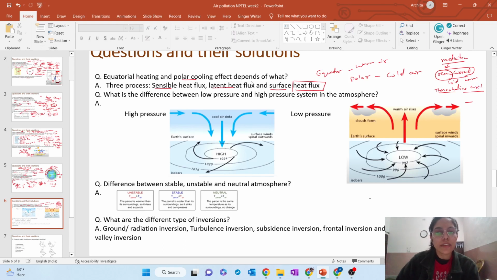Latent heat flux: latent means it's hidden, right? So it is when the particle does not necessarily show any sign of being warm or cold, but it can transfer the energy to the other particle.